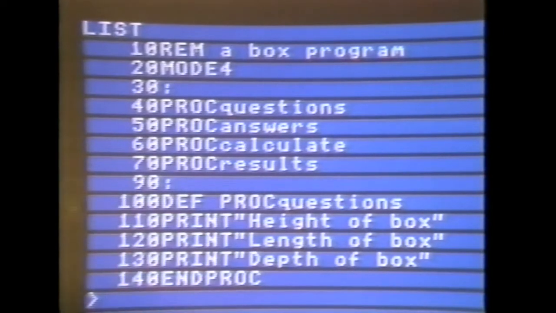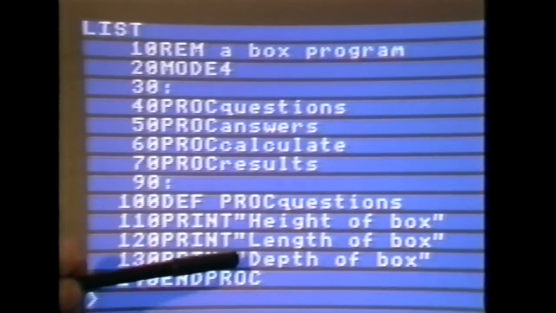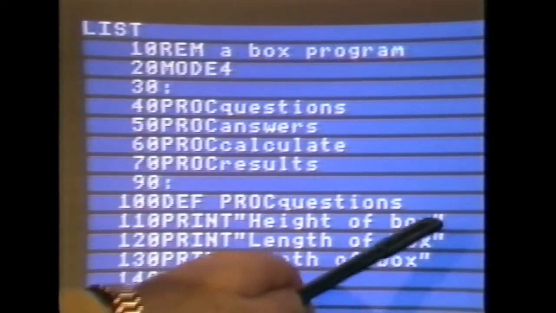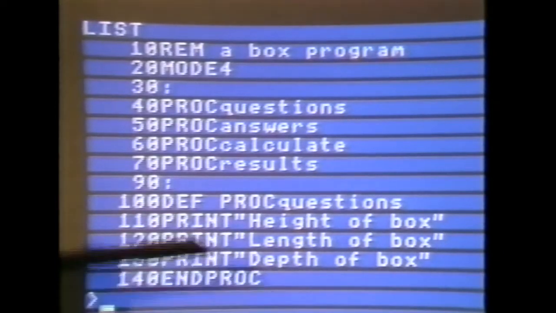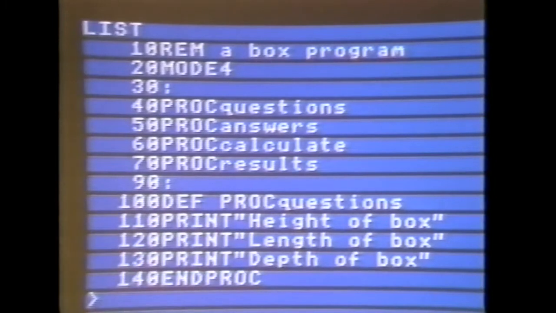And in between, 3 PRINT statements. Very simple statements. We've asked to print the height of the box, the length of the box, and the depth of the box, describing the 3 items of information we want him to type in. Note these quotation marks at the beginning and the end of everything we want to print. These will always be the same, so these are constant values with quotation marks around them.